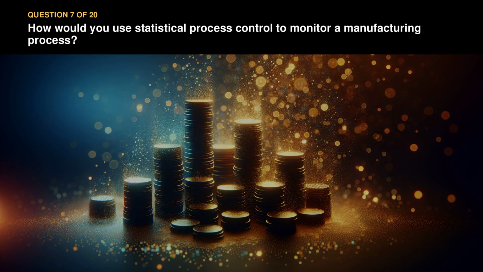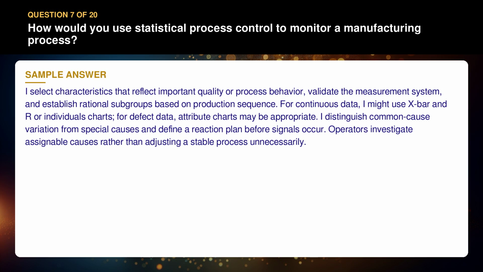Question 7. How would you use statistical process control to monitor a manufacturing process? I select characteristics that reflect important quality or process behavior, validate the measurement system, and establish rational subgroups based on production sequence.